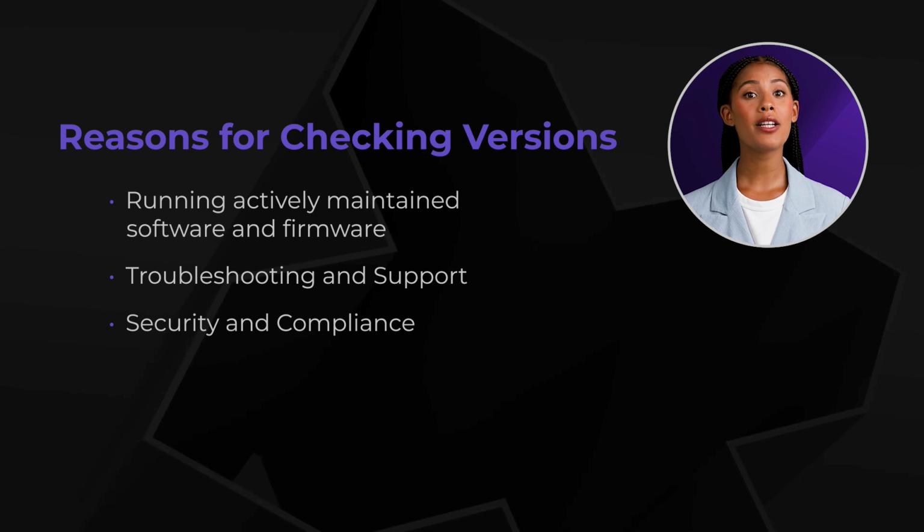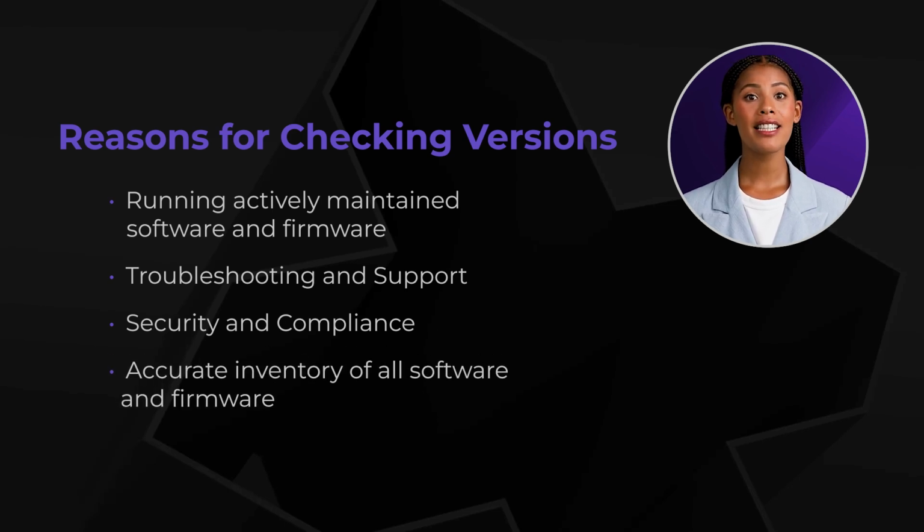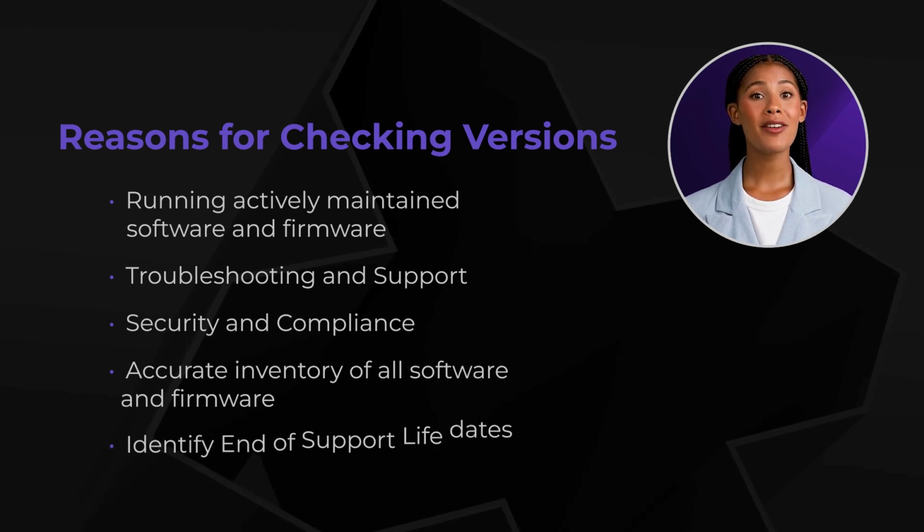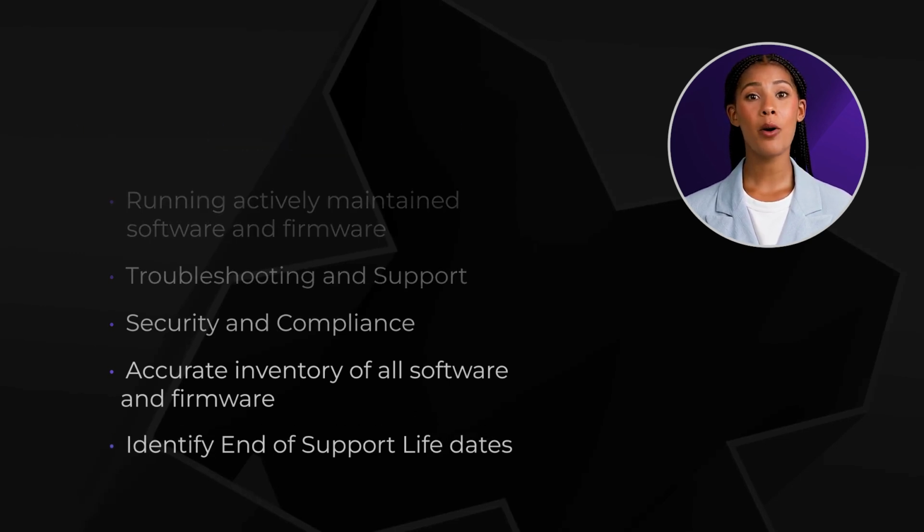To maintain security and compliance, administrators should regularly check component versions to identify any software that may have known security vulnerabilities and to see that all certificates are up to date. System administrators often perform routine version checks to maintain an accurate inventory of all software and firmware deployed across their infrastructure. You can also identify end-of-support life dates by checking the product versions.